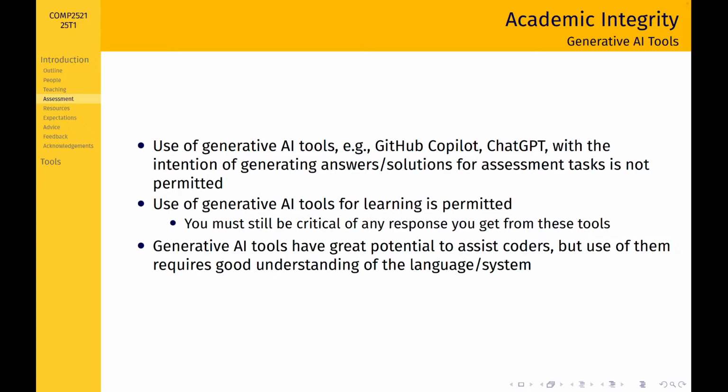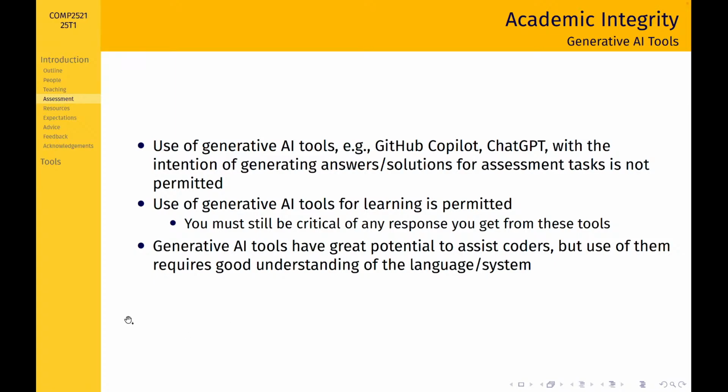However, you can use generative AI for learning. If you think AI gives you good summaries of topics, which it can do sometimes, then you can use it for that purpose. But you still need to be critical of any output that you get from AI, because the output from ChatGPT and so on can be pretty convincing. You might end up believing what it tells you, but it might not give you the most correct information. So if you have any questions about content in this course, it's best to ask on the forum, because then you get more accurate information.